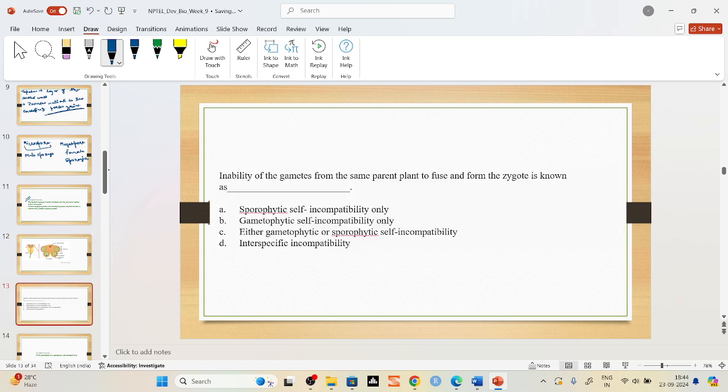Fine. Now we'll come to the next question. The next question is, inability of the gametes from the same parent plant to fuse and form the zygote is known as: A, sporophytic self incompatibility only; B, gametophytic self incompatibility only; C, either gametophytic or sporophytic self incompatibility; and D, the last option, interspecific incompatibility. What is the correct answer? You have to tell. So 2 minutes, and then I'll switch and I will tell the answer.